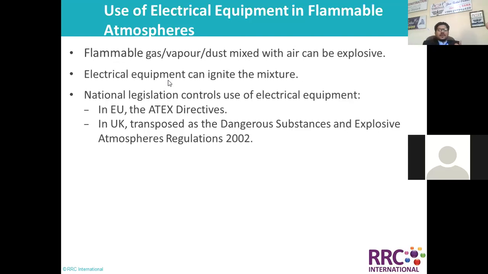So we can bring in ATEX-approved electrical equipment. That means not only fireproof, but even explosion proof. The equipment, especially electrical equipment, should be manufactured as per EU ATEX directives. In the UK, it's transposed as the Dangerous Substances and Explosive Atmospheres Regulations 2002. I'll try to share that one also.